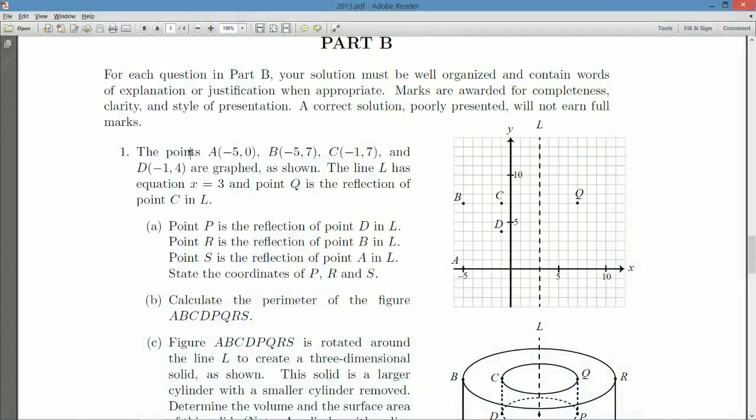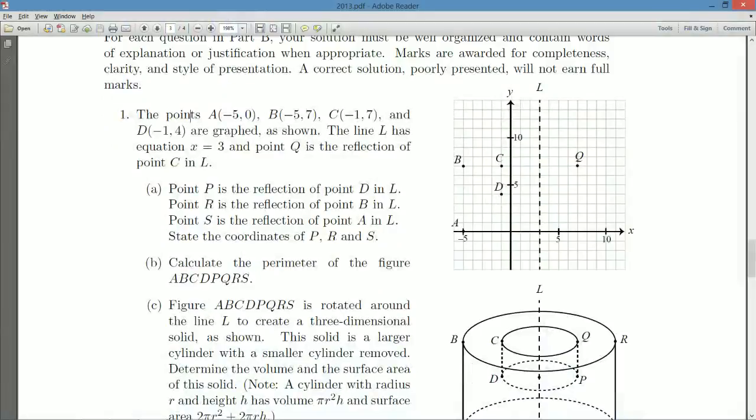So, question number 1. The points -5, 0, -5, 7, -1, 7, and -1, 3 are graphed as shown. Okay, there they are. The line L has equation x equals 3. So let's write down all the coordinates on L will have x equals 3. So straight up and down, parallel to the y-axis.